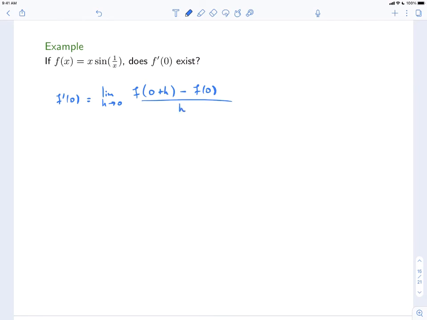Well, immediately we have a problem because f of 0 doesn't exist. f of 0 is not defined. 0 is not in the domain of this function. You might remember way back when we first defined the derivative, it was defined at a point a in the domain of the function. 0 isn't even in the domain of this function, so it's a non-starter. We can't even begin because we can't compute that.